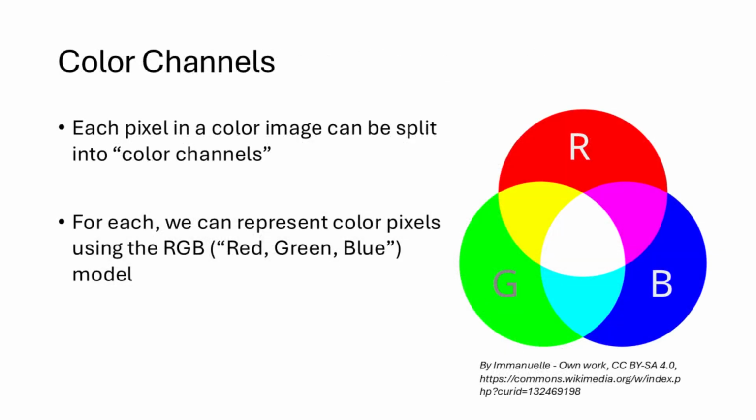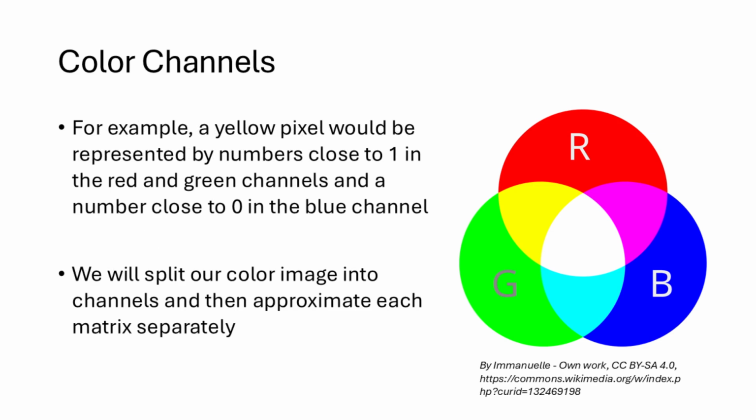Now, how do we deal with colors? Well, every pixel in a color image can be split into color channels. A common way to do this is using red, green, and blue. And you can see how we can combine red, green, and blue to create other colors using this color wheel. For example, a yellow pixel would be represented by numbers close to 1 in both the red and green channels, but a number close to 0 in the blue channel.